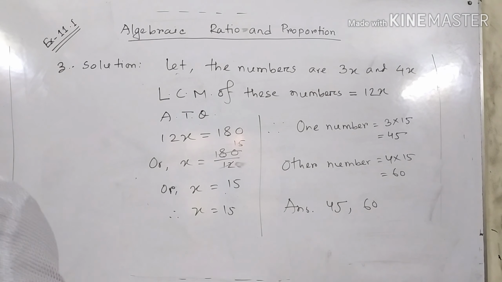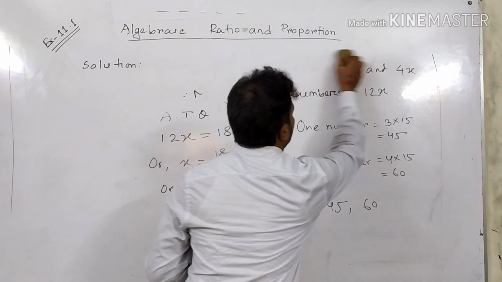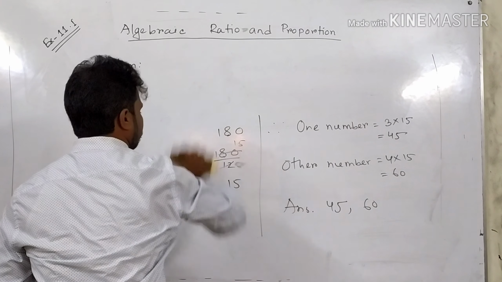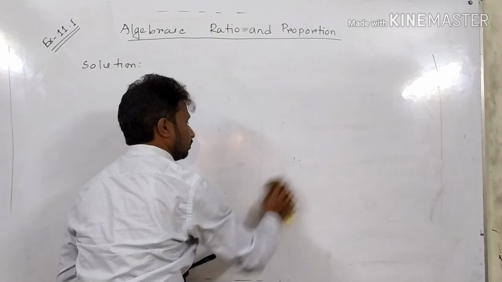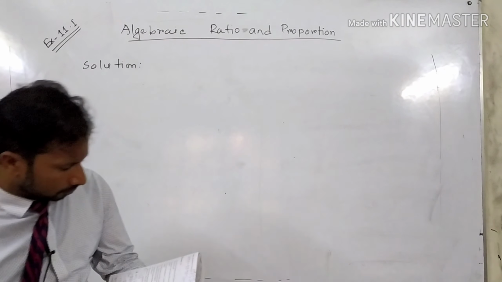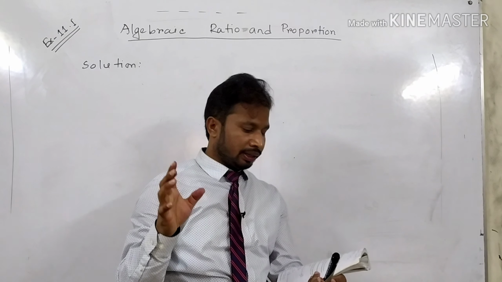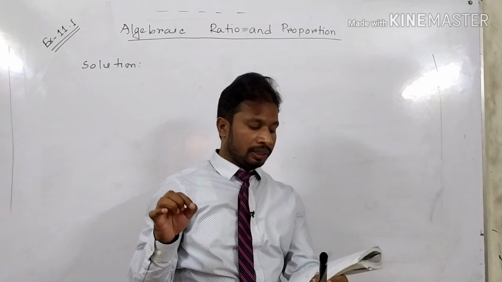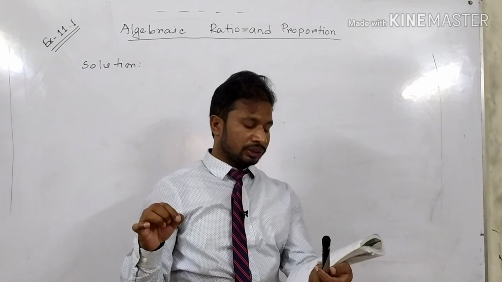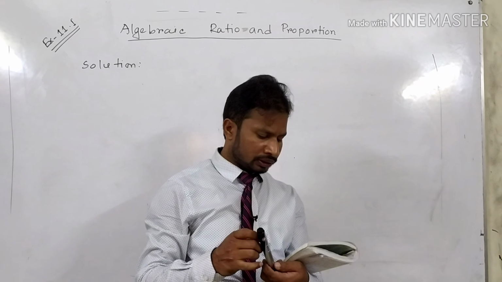Then next question, question number 4. See the question number 4 please. Question number 4 is the ratio of absent and present students of a day in your class is found to be 1:4. Express the number of absent students in percentage with respect to the total number of students.